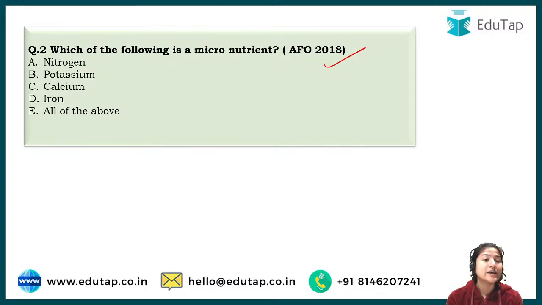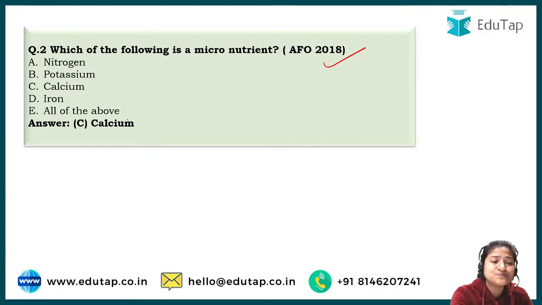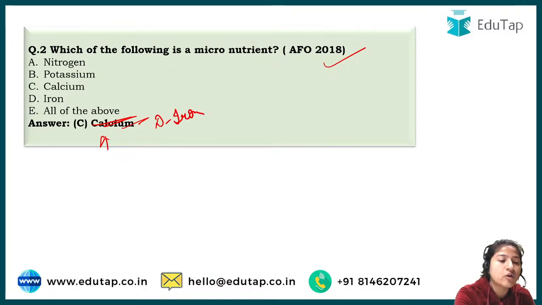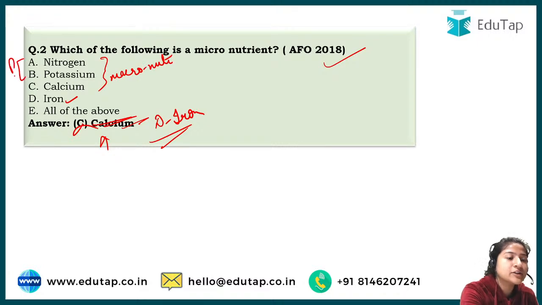All right, so herein the question is, which of the following is a micronutrient? Sonu says it's D, and Sangeeta also says iron. Dilip says D, and yes, very good, the correct answer here is D, iron only. The answer here has been written wrong. The answer is D, iron only. And these three are the macronutrients, wherein the first two are primary nutrients. Calcium falls under the category of secondary nutrient. Ayushi also said the correct answer, that was iron.